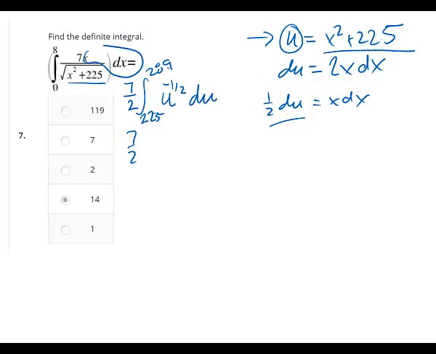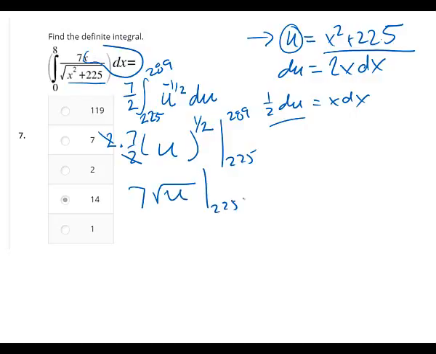289, good. All right, so we're going to integrate the u to the 1/2. When we integrate u to the 1/2, I'm going to get u to the 3/2 divided by 3/2, or multiplied by 2/3, and I've got to go from 225 to 289. So I have 7. Oh, look at how nice this is. Square root of u. 289. So I've got to do 7 square root of 289 minus 7 square root of 225.